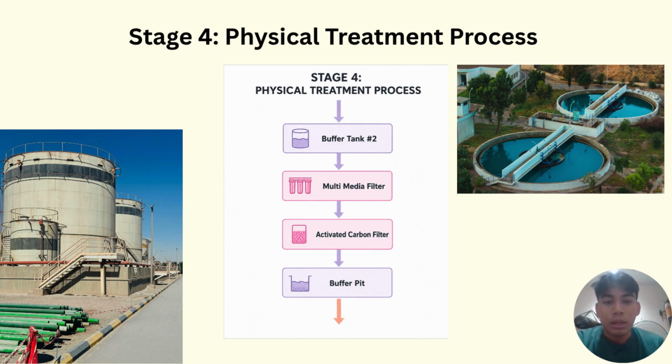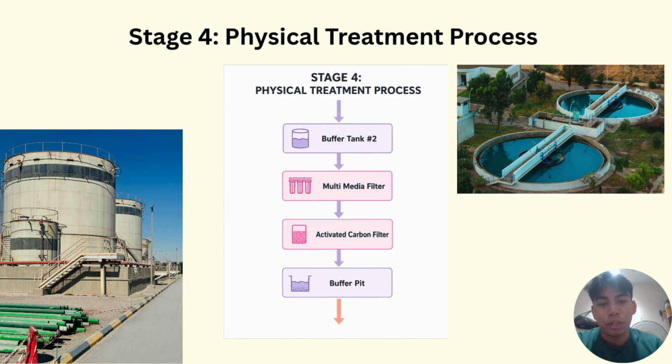Now we continue to the fourth stage, which is the physical treatment process, after the third stage of the chemical treatment process. After the third stage, the wastewater will enter a second buffer tank, which, as I said before, is an equalization tank. So it will equalize any variables to optimize the process of this stage.